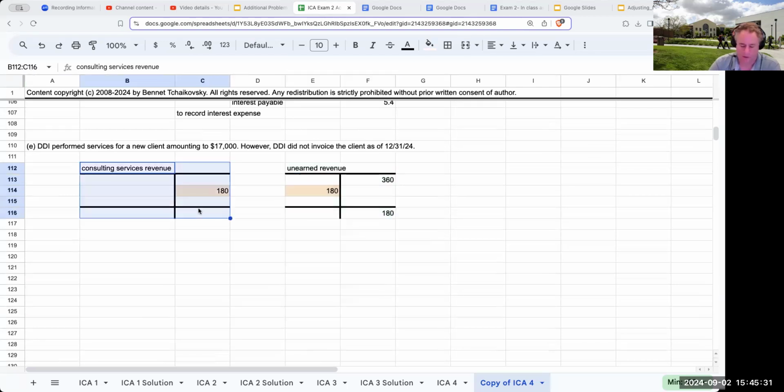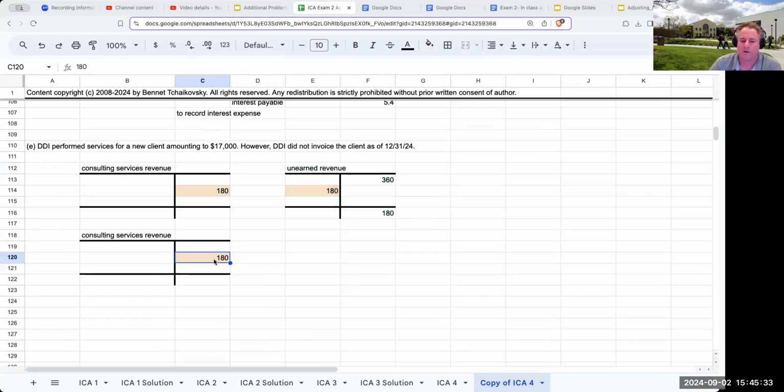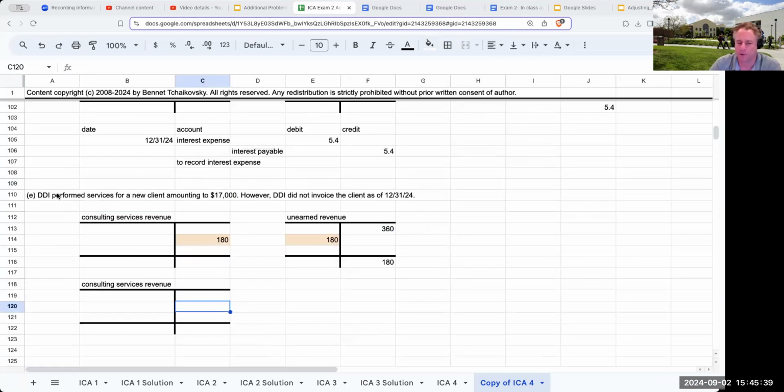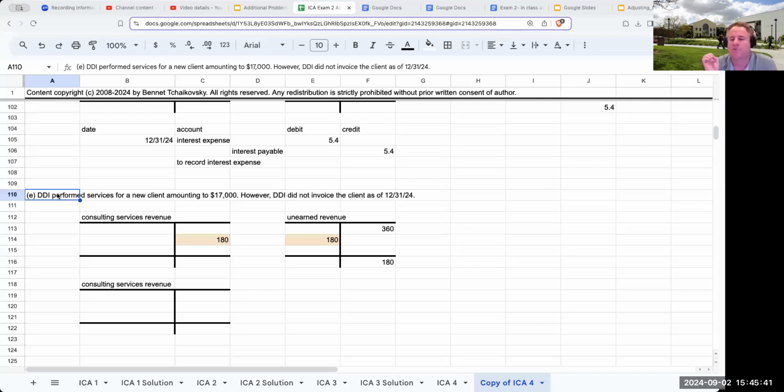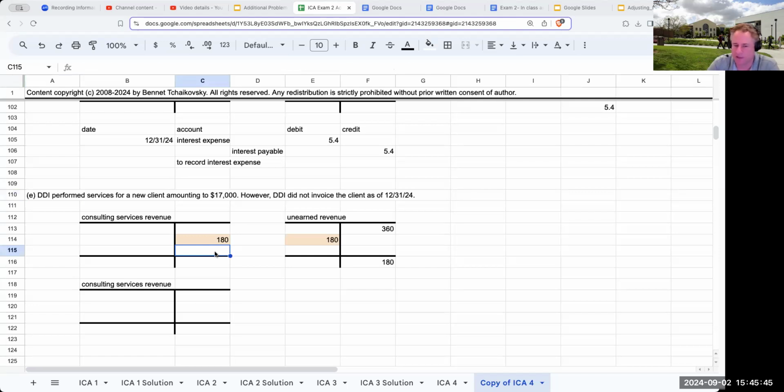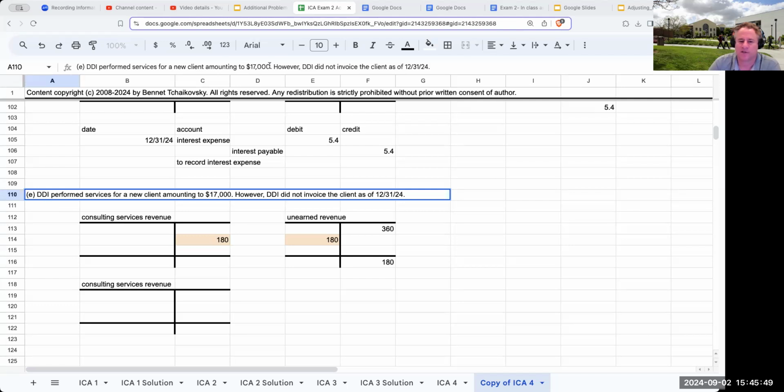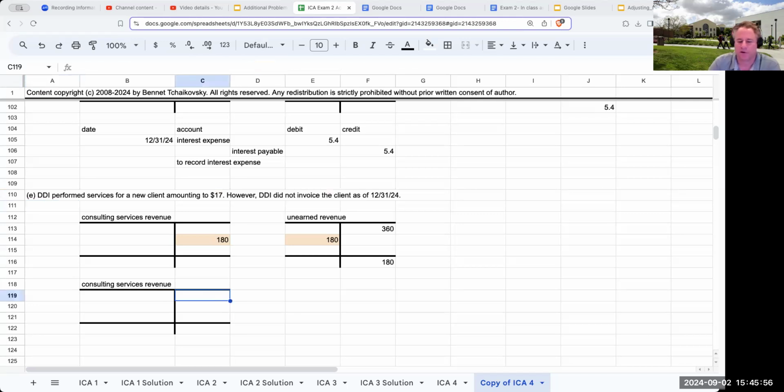Now, over here, when it comes to consulting services revenue, it doesn't matter whether or not I've been paid, rather have I performed the work. Here, I performed the work. So how do I show that? Basically, we're going to say this is 17, not 17 million. Okay, so this is me at 17. So over here, I'm going to credit consulting services revenue for 17.